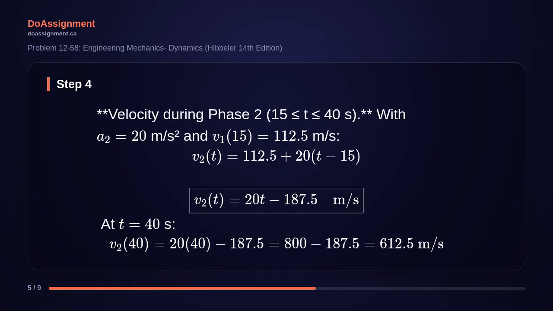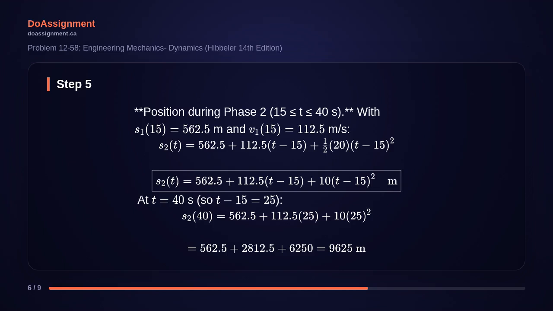In phase 2, the acceleration is constant at 20 meters per second squared. Using the kinematic equation, velocity equals 112.5 plus 20 times the quantity t minus 15, which simplifies to 20t minus 187.5 meters per second. At t equals 40 seconds, the velocity reaches 612.5 meters per second.